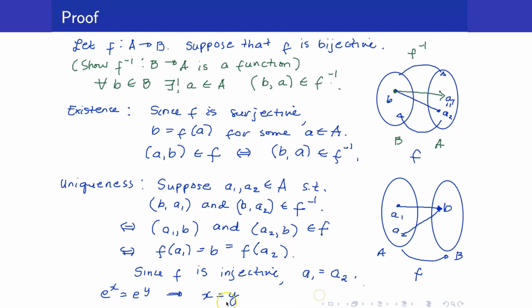So anyway, we have just shown here that if F is bijective, then our relation, therefore we have shown that F inverse is a function. Now for the other way around, that is left as an exercise. So exercise: show that if F inverse is a function, then F is bijective.